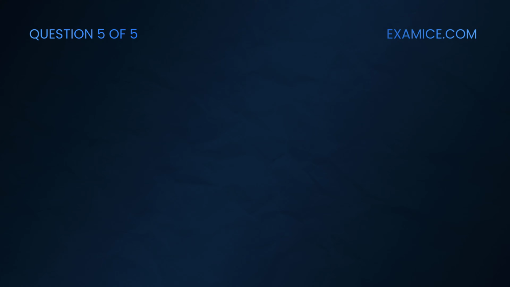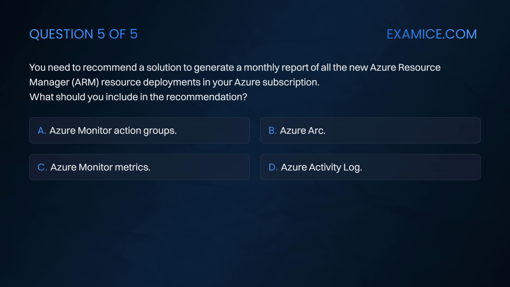Question 5. You need to recommend a solution to generate a monthly report of all the new Azure Resource Manager resource deployments in your Azure subscription. What should you include in the recommendation? Option A, Azure Monitor Action Groups. Option B, Azure Arc. Option C, Azure Monitor Metrics. Option D, Azure Activity Log.